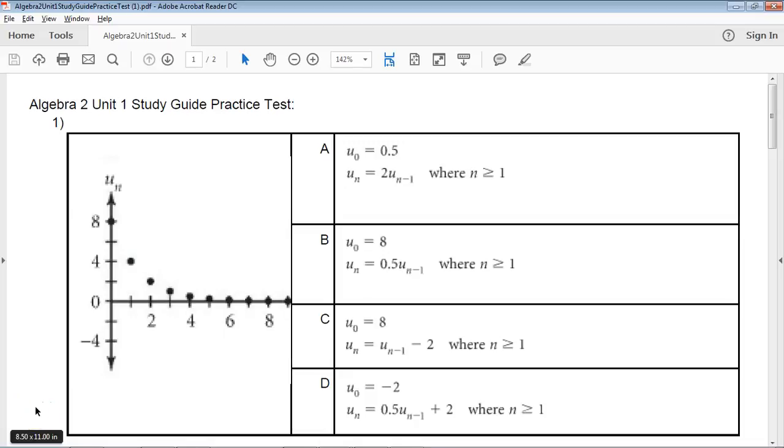Hi guys, today I'm doing a video that goes over the Algebra 2 Unit 1 Study Guide practice test. Here is the first question.